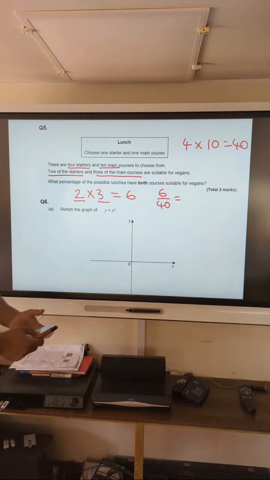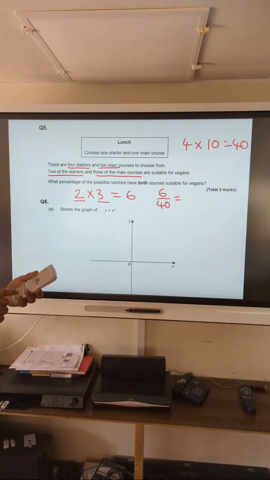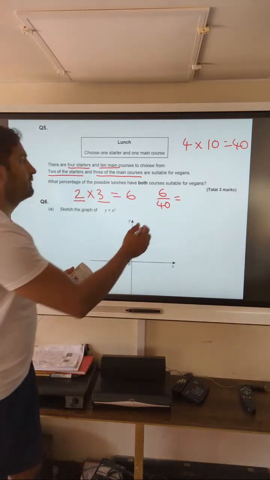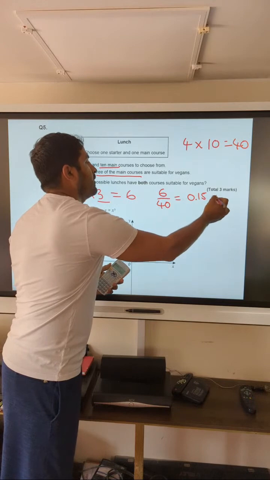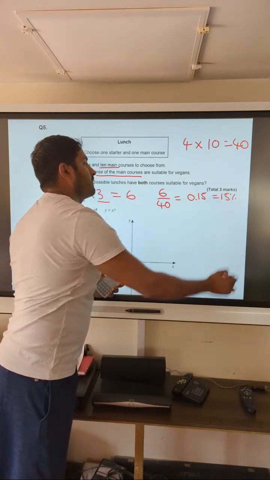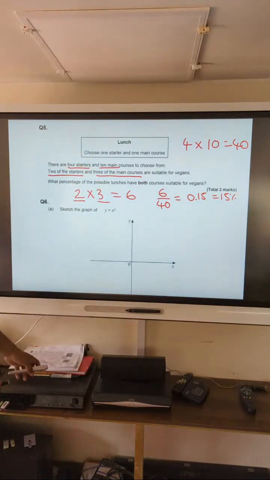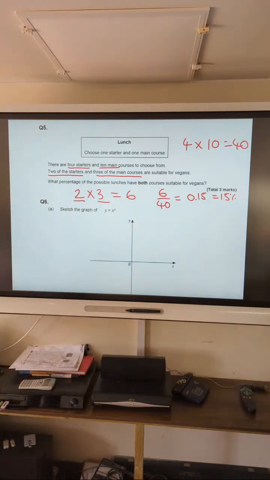as a percentage. So we're doing 6 divided by 40, which gives you 0.15, and multiply that by 100 will give you 15%. So 15% of the possible lunches have both courses suitable for vegans. Okay, so that's what we're looking at, 15%.